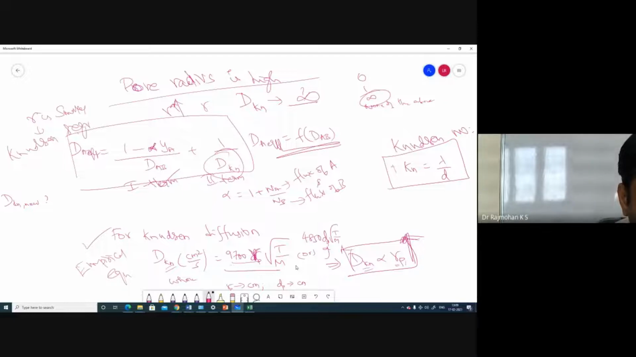When r is small, then you have dkn value having value, so dkn will be negligible. So you are going to have a D effective value accordingly.